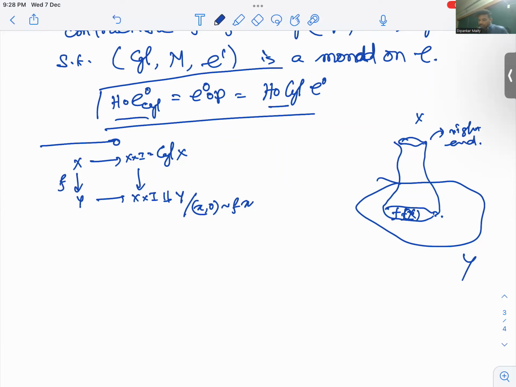This is a mapping cylinder of the map f from x to y, which is equivalent to saying that the following is a push-out diagram. Similarly, in an arbitrary category, if you have a cylinder structure and a map f from x to y, then you can similarly define the mapping cylinder on f as the push-out of this line.